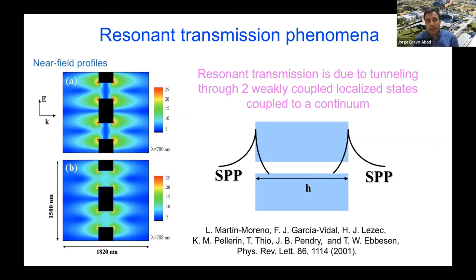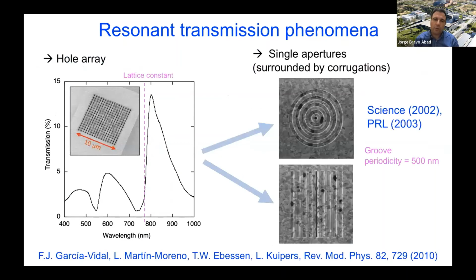The physics of this process was discovered later on. It was found that it's a kind of tunneling of photons between some localized states that live in the surfaces of the system. Also, it was found that if you make a single tiny sub-wavelength hole in a metallic screen, and you surround that tiny hole with a periodic array of corrugations, then you can get similar effects. And people call this effect resonant transmission of light.